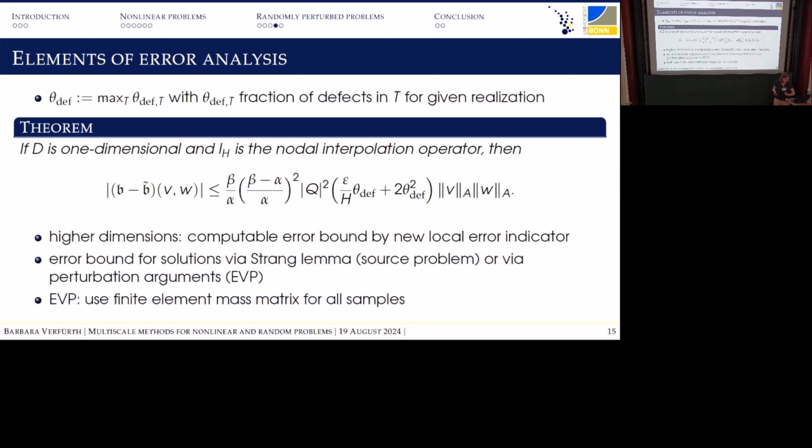And so this is the error estimate for the consistency error. So how do I get an error bound for my solution with the offline-online strategy? For the source problem, you can simply apply the Strang lemma and get a discretization error plus this consistency error. And for the eigenvalue problem, you have to do some sort of perturbation arguments. I don't think it's called Strang lemma for eigenvalue problems, but something of that sort.